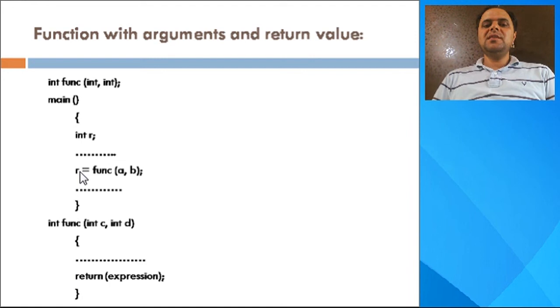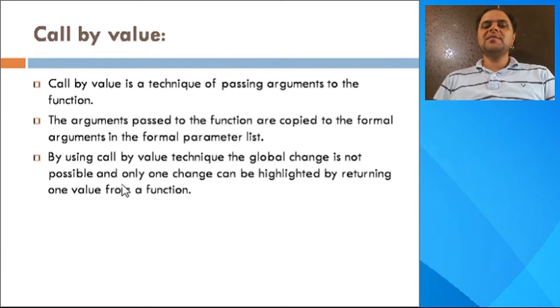So these are the four categories of function: function with no argument and no return value, function with no argument but return value, function with argument but no return value, and function with argument and return value. Now we will discuss call by value.